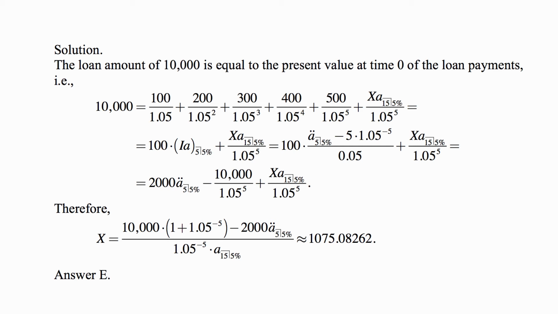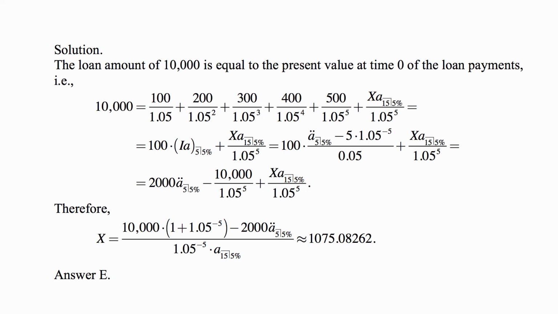And then we write out the formula for the increasing annuity as a double dot angle 5 at 5%, because everything is done at 5%, minus 5 times v to the fifth, so 1.05 to the negative 5, over i. And then we just notice that 100 divided by 0.05 is 2,000. If you multiply that 2,000 by 5, you get 10,000. So that's how we get all the expressions in the third line.